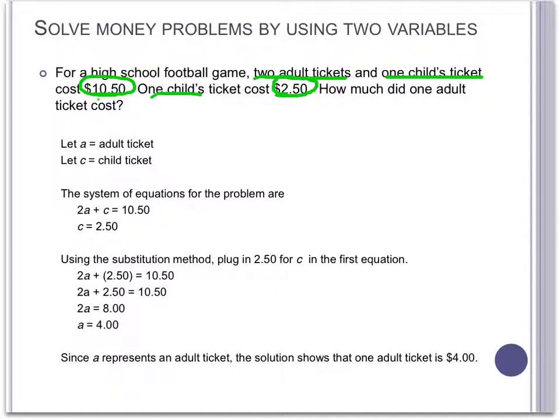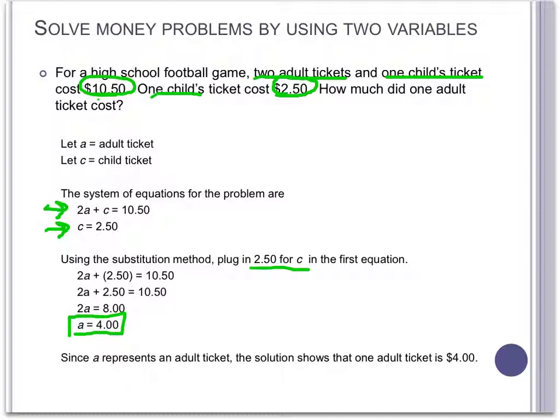So to begin, we need to assign variables. We're going to let A equal an adult ticket and C equal a child's ticket. We can write a system of equations for the problem. It tells us that 2 adult tickets plus 1 child's ticket cost $10.50. That is our first equation. Next, the 1 child's ticket, represented by C, equals $2.50. By using the substitution method, we can plug in $2.50 for C in the first equation. After simplifying, we find that A equals $4.